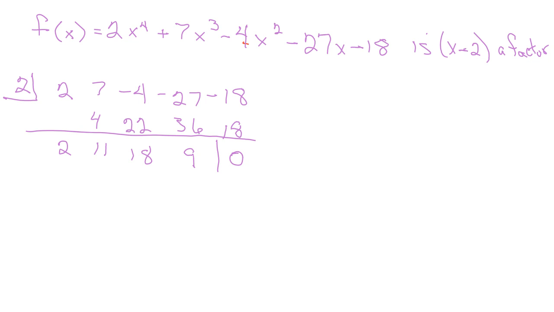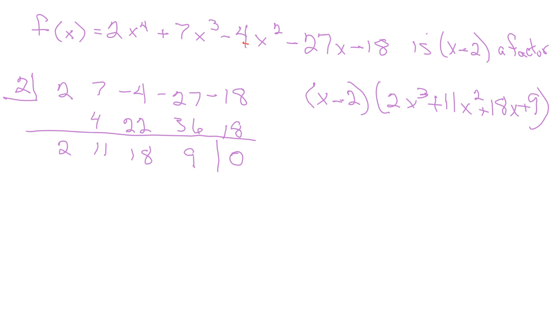This tells us, first of all, that f of 2 equals 0. And the factor theorem says that if the remainder is 0, or if the function is equal to 0, then x minus 2 is a factor. So what this does, it tells you x minus 2 times, and the numbers we have down here form a polynomial, which is 2x to the 3rd plus 11x squared plus 18x plus 9. So that is a factored form of the original polynomial.